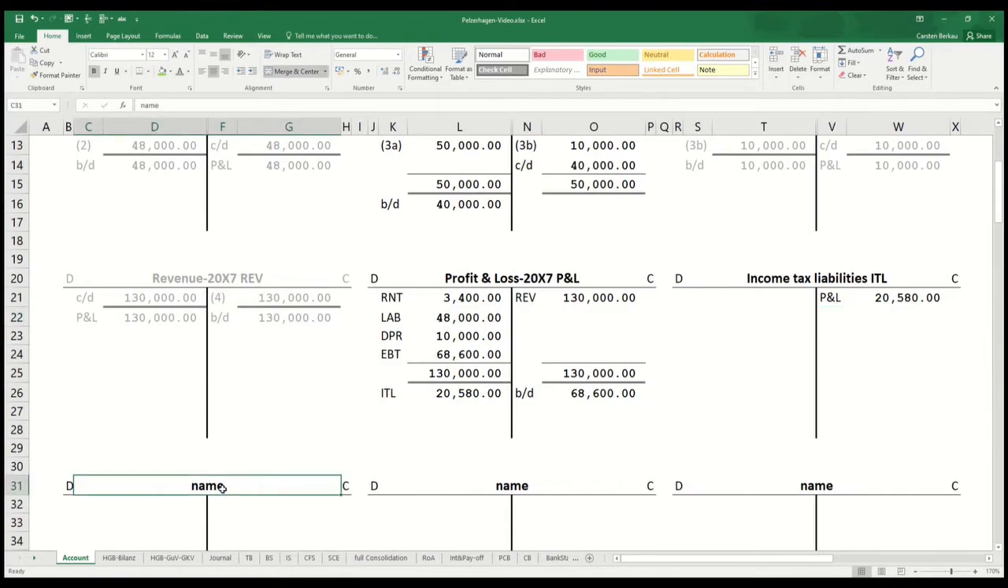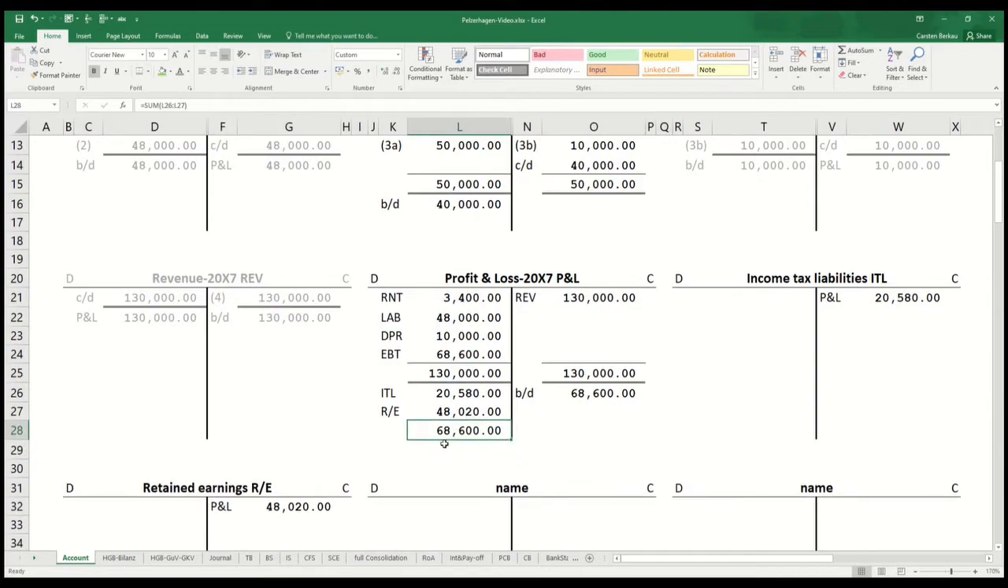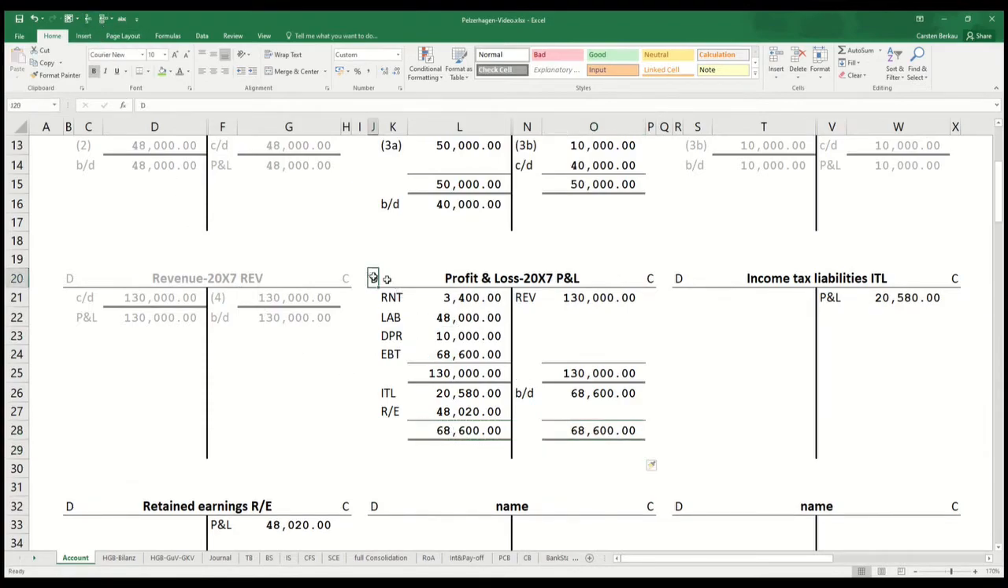Now a further account which we want to have in use is the retained earnings account, R/E. And we write here Romeo Echo, and this one will give us 70% multiplied by the pre-tax profit, and this is 48,020. So we write down here profit and loss, and the amount is 48,020. Now if we check the profit and loss account, we can find out easily that this account here will be zero balance. So we took 30 and 70%, so this adds up to 100%. So on both sides we will get the 68,000, so the account is zero balance, and that means that we can gray it out as well.